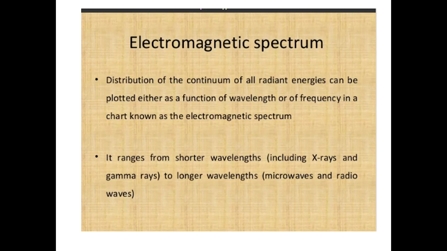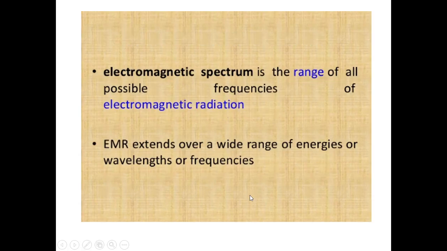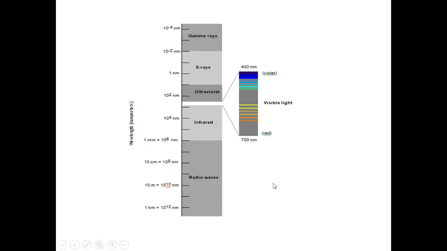Next, coming to the electromagnetic spectrum, a distribution of the continuum of all radiant energies can be plotted either as a function of wavelength or frequency in a chart known as the electromagnetic spectrum. This electromagnetic spectrum ranges from shorter wavelengths, including X-rays and gamma rays, to longer wavelengths, that is microwaves and radio waves. The electromagnetic spectrum is the range of all possible frequencies of electromagnetic radiation. And this EMR extends over a wide range of energies, wavelengths or frequencies.